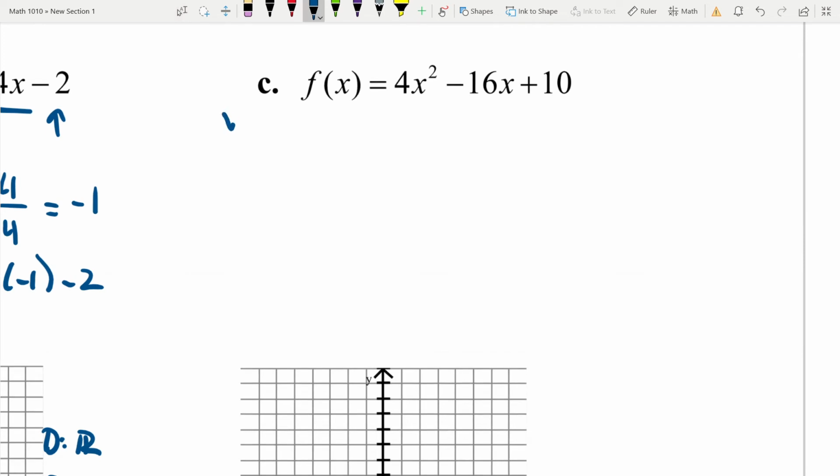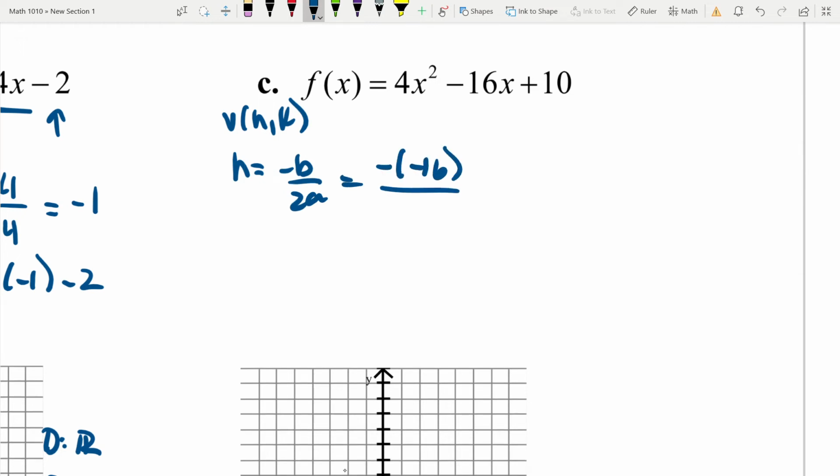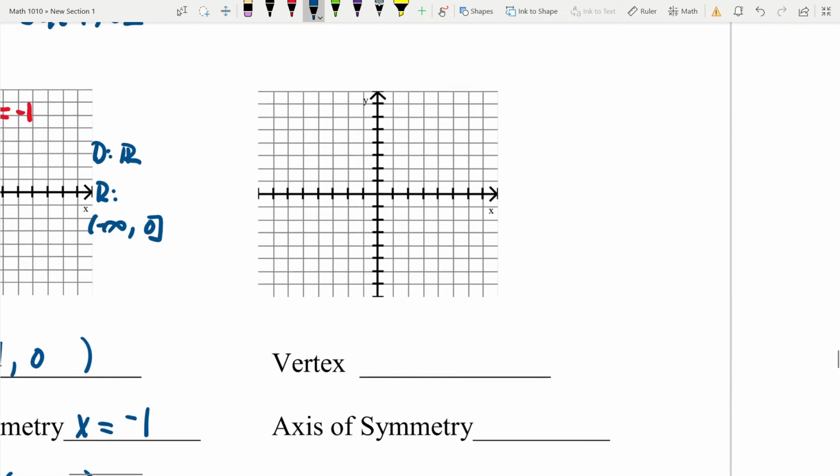Okay? Okay, right here. Find your vertex. So we're going to go, my vertex is (h, k). h is negative b over 2a, which is negative 16 over 2 times 4. Negative negative 16 is 16. 4 times 2 is 8. 16 over 8 is a 2. So I know that my vertex is 2 comma something.